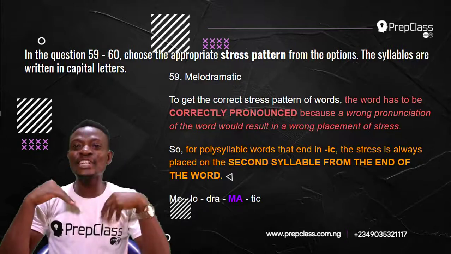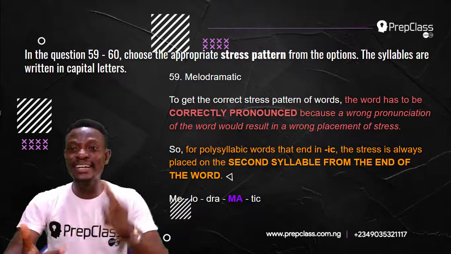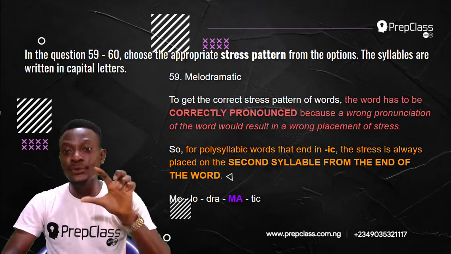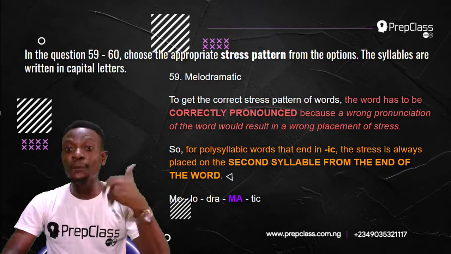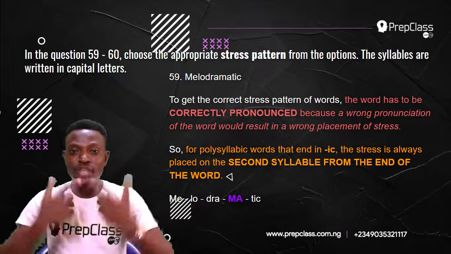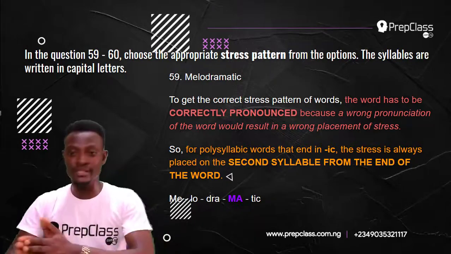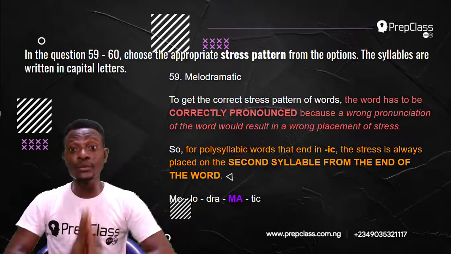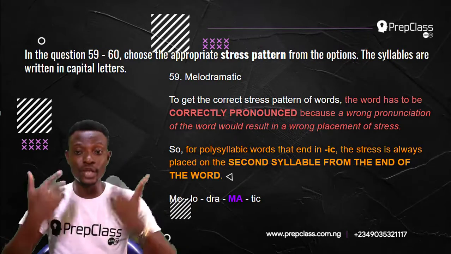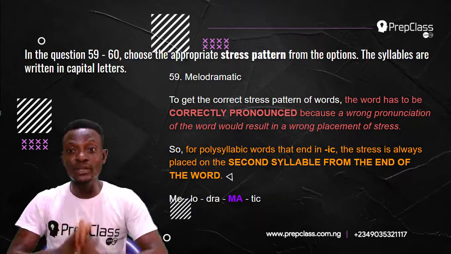Which of these options is the answer to this question? To get the correct stress pattern of words, the word has to be correctly pronounced, because a wrong pronunciation of the word would result in a wrong placement of stress. If a word is wrongly pronounced, it will result in placing the stress on the wrong syllable.